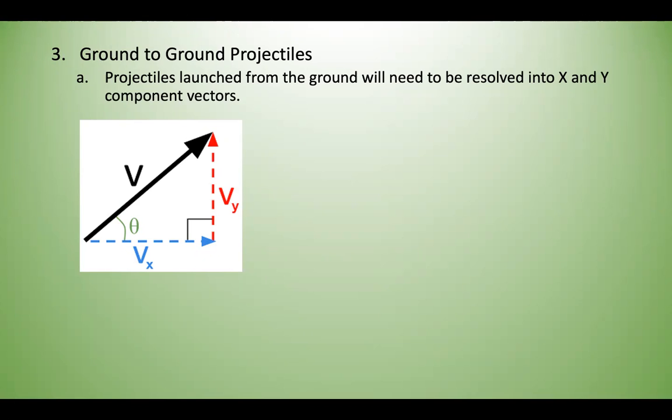We're going to have to break things into components so that we can treat the horizontal and the vertical separately. This is a little different than our horizontal projectiles, where the object was just going horizontally, and therefore we thought of it as an object falling. This actually goes up and down in the vertical direction, so we're going to have to treat that accordingly.